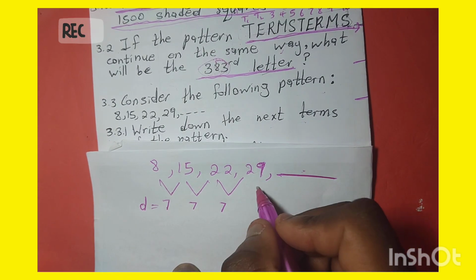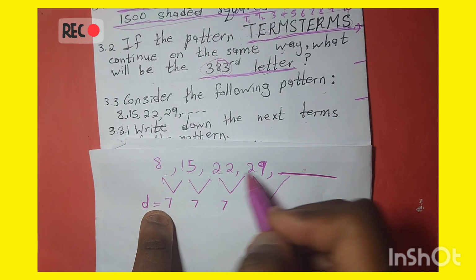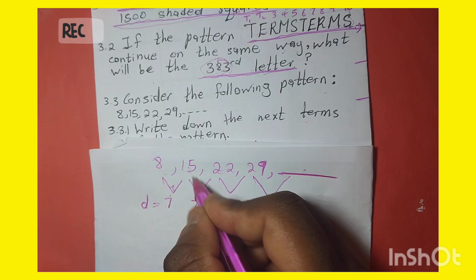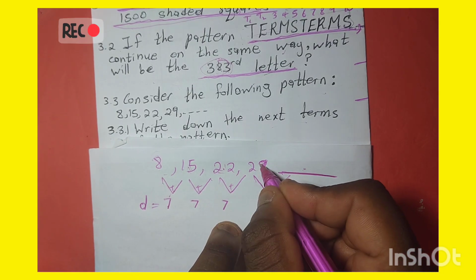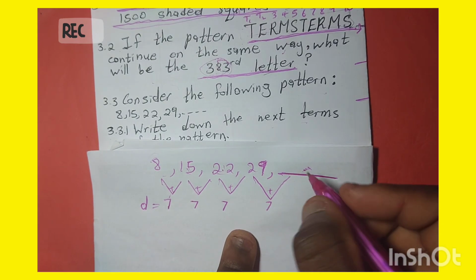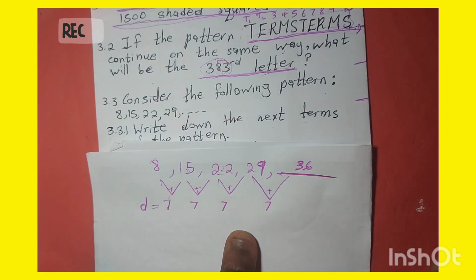For you to get that term, do you notice that the pattern, guys, is increasing by 7 there. From here, we add 7, we get that. From here, we add 7 to get that. From there, we add 7 to get that. Meaning to get here, obviously, we'll add 7. That will give you 36 there. That's how you get the next term there.